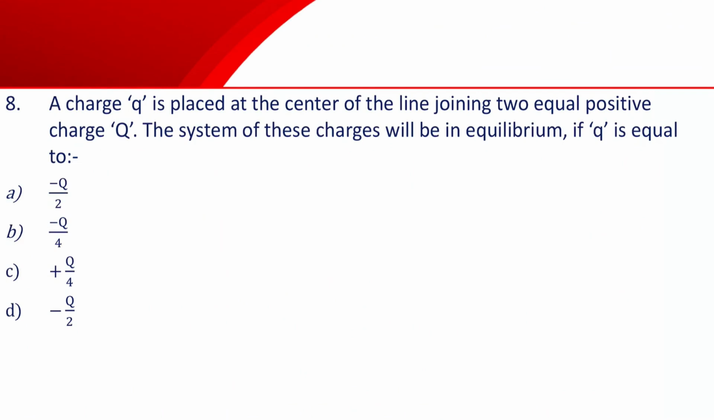Question number 8. A charge q is placed at the center of the line joining the two equal positive charges Q. The system of these charges will be in equilibrium. Equilibrium means F net is 0. F net on particular charge is 0. If q is equal to, then we have to find the q. Q we have to find.